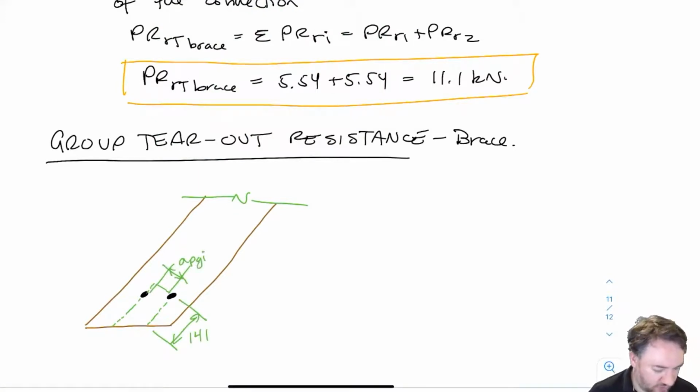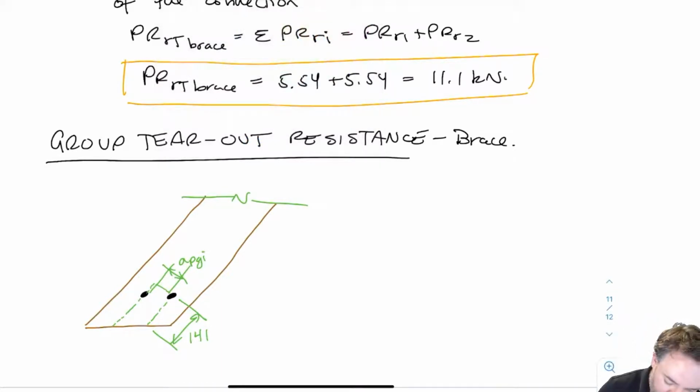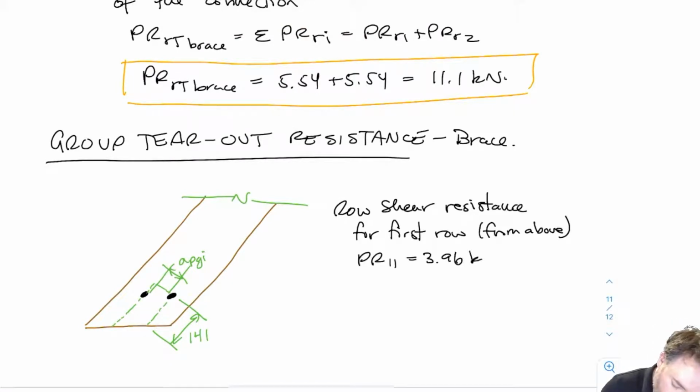Okay, so now we're going to do group tear-out. Recall that we have 2 row shears, a row on one side of the group and a row on the other side of the group, and then a tension portion on the top that have to fail for group tear-out. So recall the row shear resistance. For the first row, it was 3.96. That's for this one, the orange one. And then for the last row, since these rows were the same, the row shear resistance was the same.